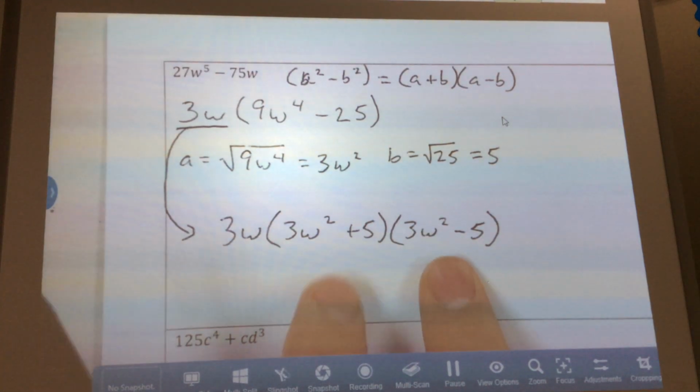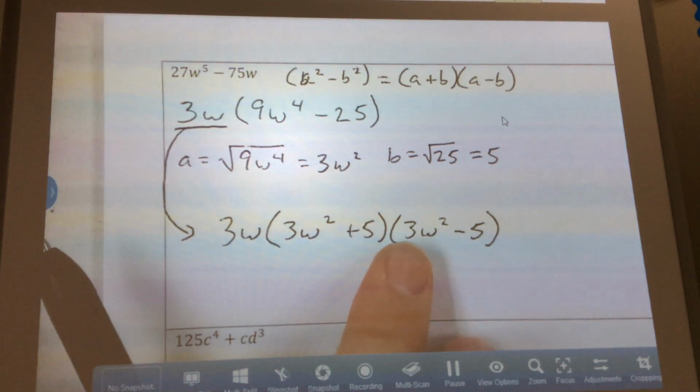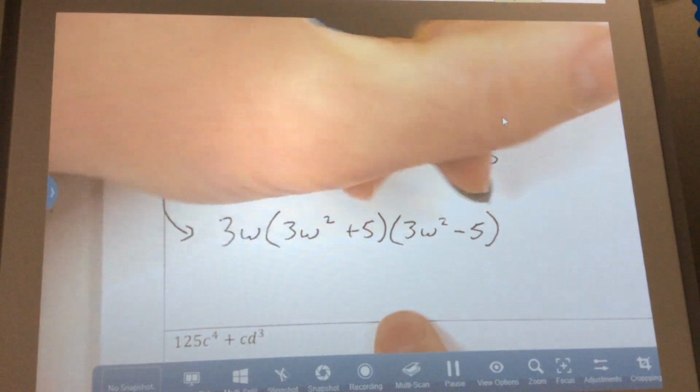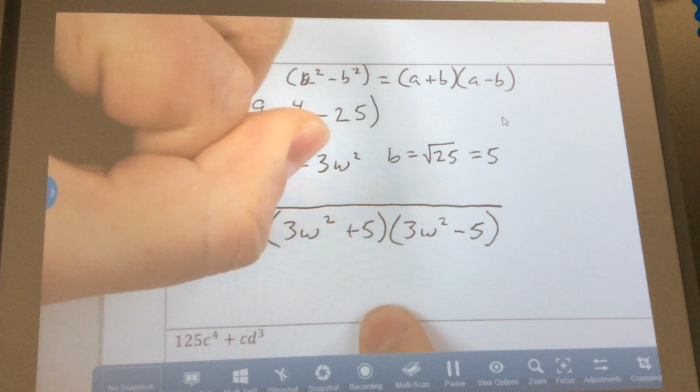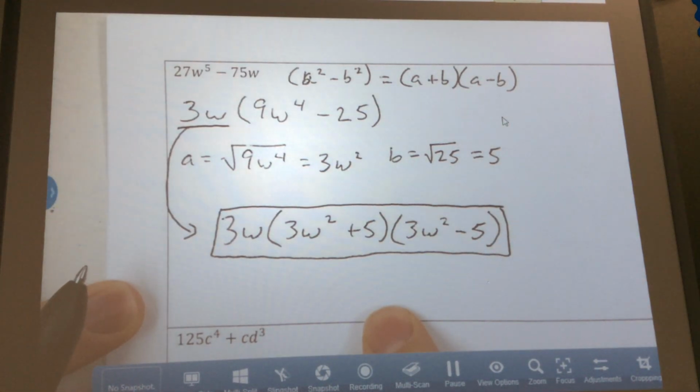If you can go further with the difference of squares, you should. But here, 3 and 5 are not perfect squares. We're going to leave those alone. That is our final answer with a greatest common factor taken out, then using the difference of squares.